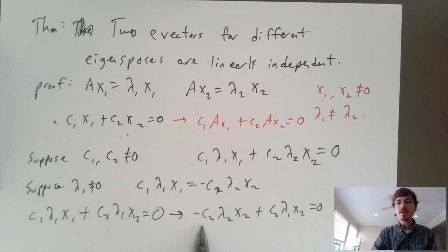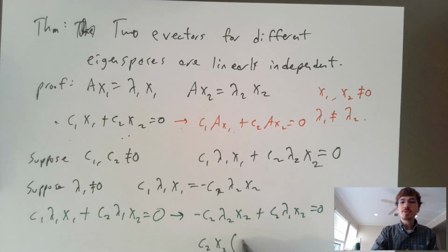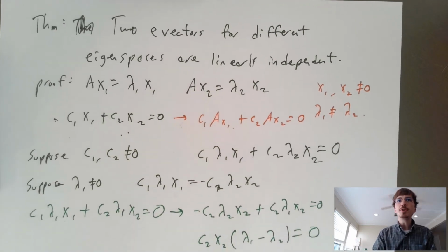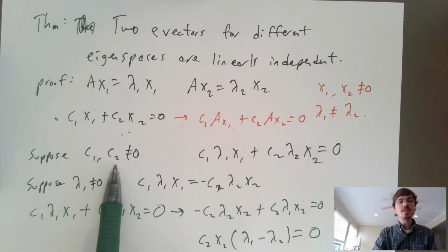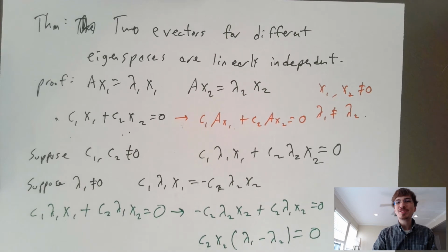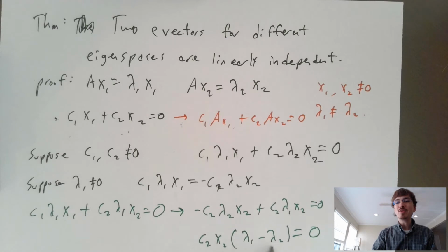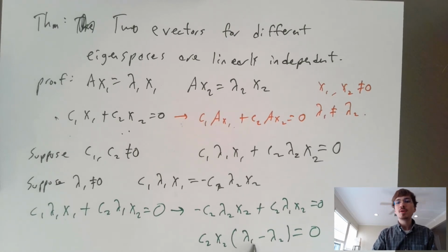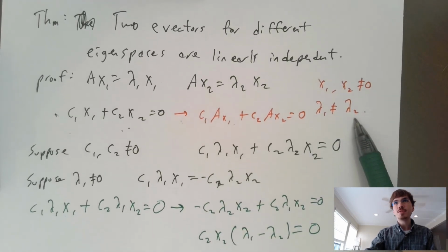And you say, boy, gee, howdy, I have a common factor of c2 and a common factor of x2. Let's factor them out. So I have that c2 x2 times (lambda 1 minus lambda 2) has to be 0. Well, what do I know about c2 now? It's not 0. What do I know about x2? It's not 0, right? So what must we have about lambda 1 minus lambda 2? The difference has to be 0, but that's a contradiction.